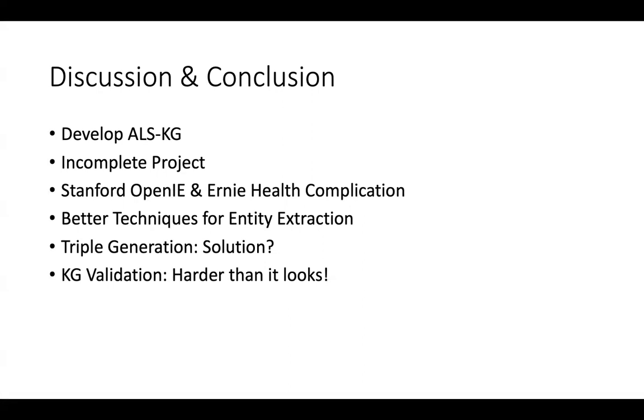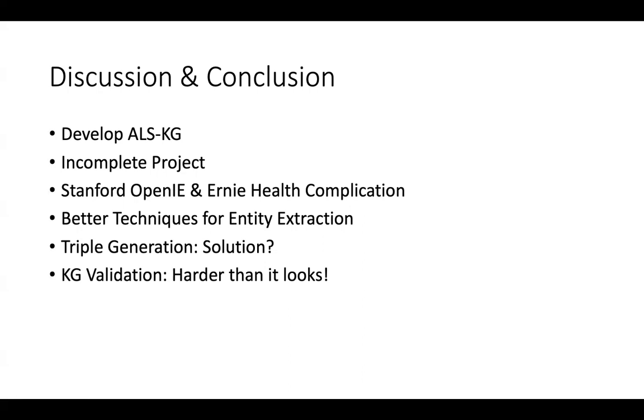I did find, I'm sure there are better techniques that can be used for entity extraction also. I think they were mentioned in the proposal, but I was again not able to implement them. Those are mostly just different set queries that involve genes and drug names. That way, maybe we can extract more relevant entities, and triple generation.